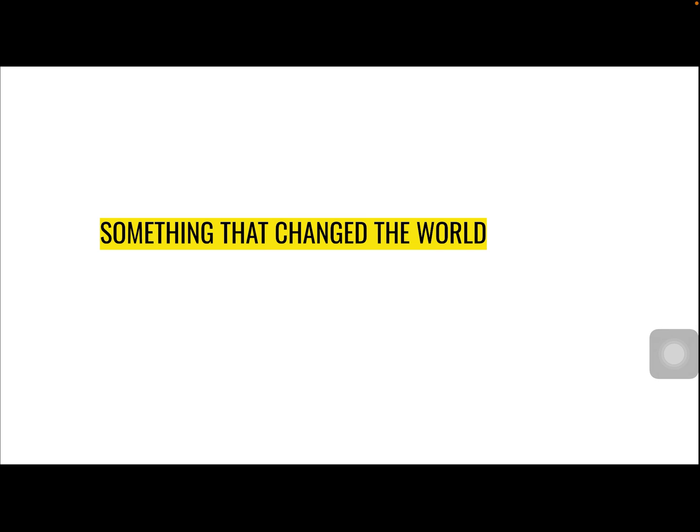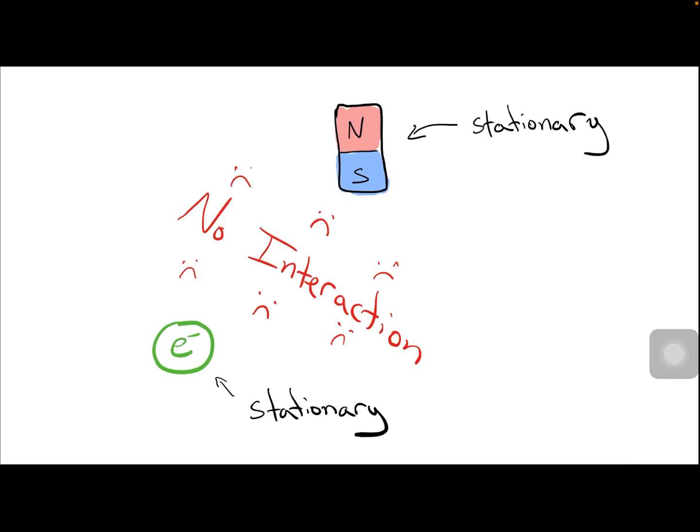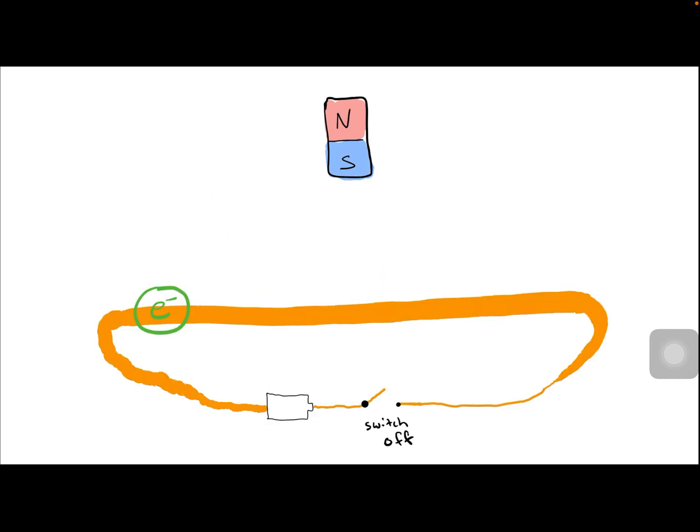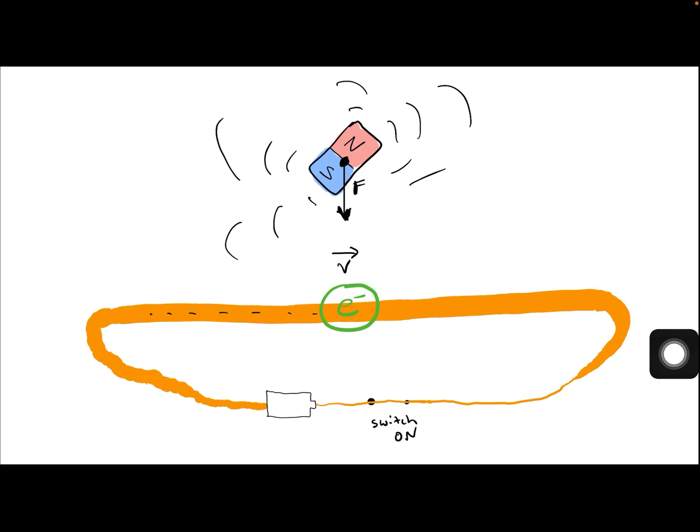Now here's the thing that changed the world. You've got your magnet and you've got your electron, and they're stationary. They don't interact, and that's sad, because we can't do anything with that. However, if you build a circuit and you turn that switch on and that electron starts to move, see there's that velocity there, it's starting to move, this magnet wakes up and something happens.